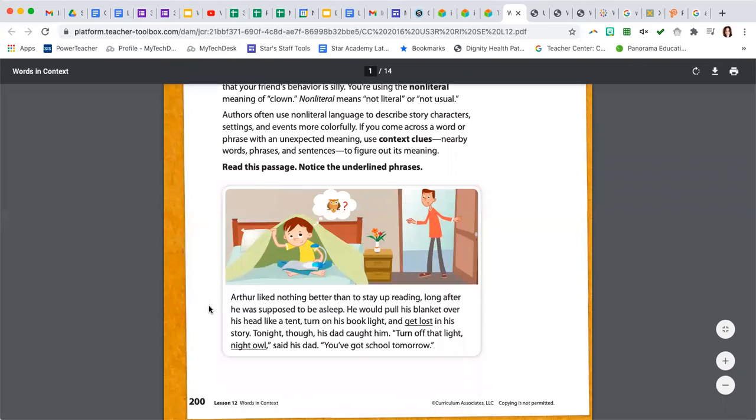Author liked nothing better than to stay up reading long after he was supposed to be asleep. He would pull his blanket over his head like a tent, turn on his book light, and get lost in his story. Tonight, though, his dad caught him. Turn off that light, Night Owl, said his dad. You've got school tomorrow.